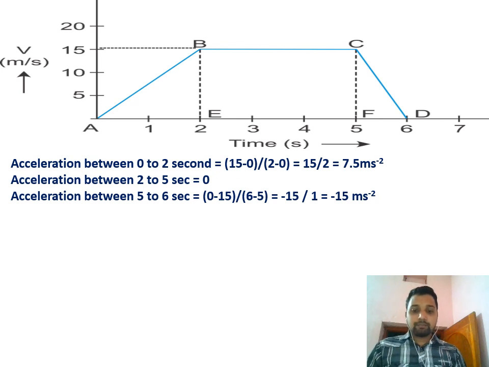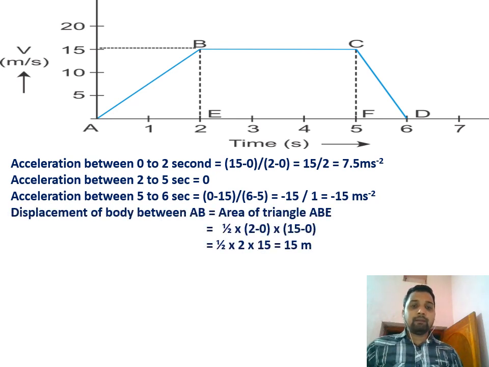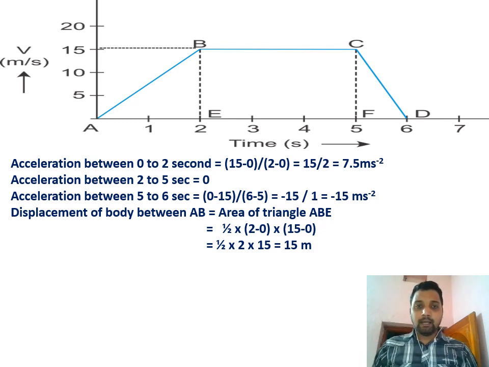But when you come to displacement, in the first part A to B, it is forming a triangle ABE. To find the area of a triangle, the formula is half into base into height. Here base is 2 minus 0 and height is 15 minus 0. So half into 2 into 15, which is 15 meter as the area under AB.